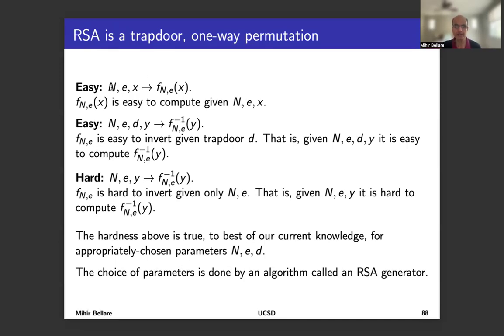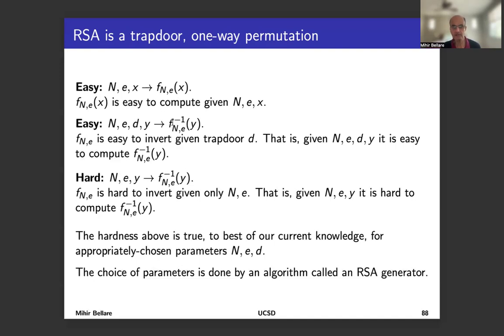So if you have the modulus n, encryption exponent e, and some message input x, computing f sub n,e of x is easy. Why? Because we gave a formula, it's x to the e mod n, and we studied that we have a modular exponentiation algorithm, which does that in cubic time. So this is a fast operation.